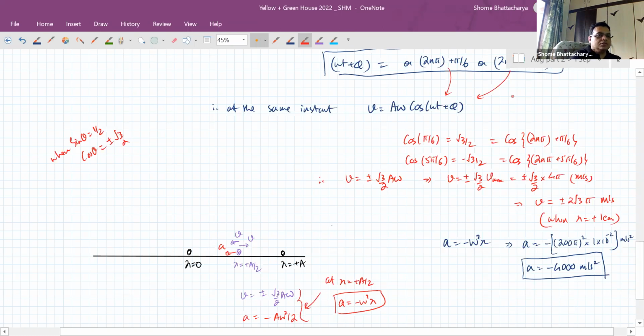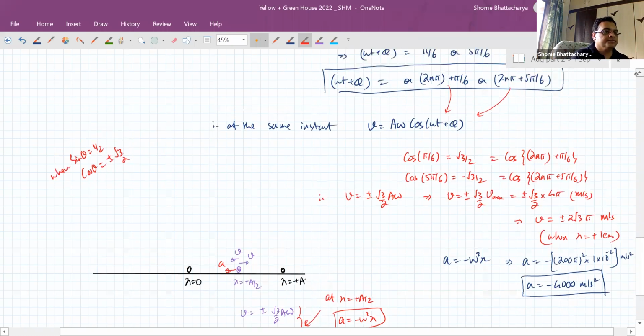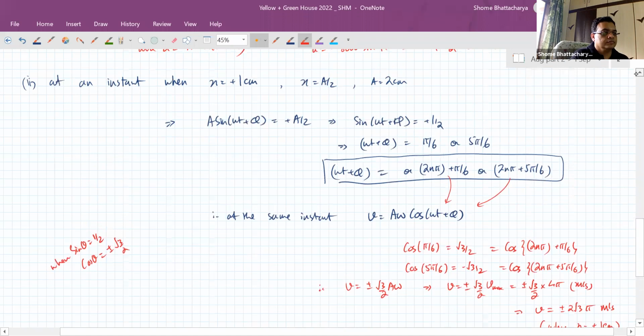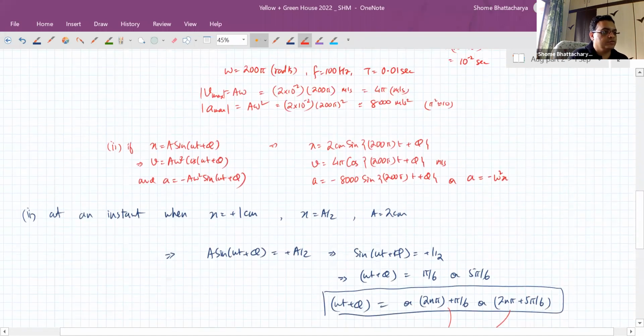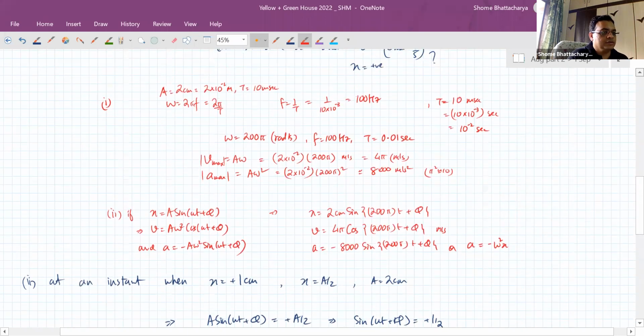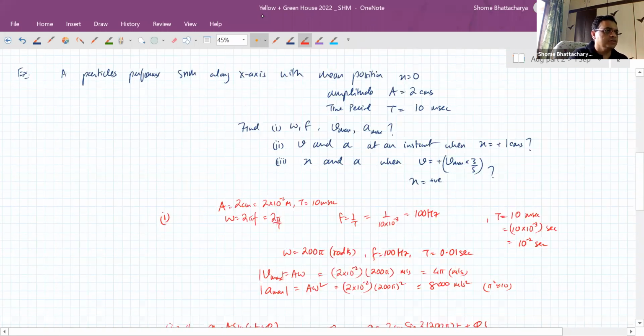Now similarly, let's work out the last part of the question. This third part, just quickly try to work it out. Now that you understood this trick of solving, this should not be too difficult.